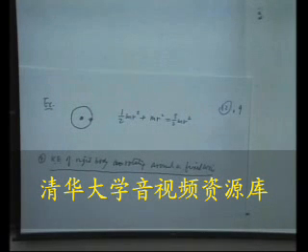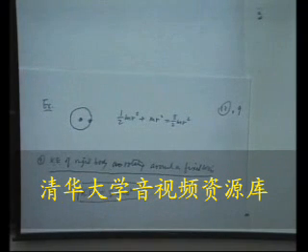Now we talk about the kinetic energy of a rigid body rotating around a fixed axis. This is trivial if you just calculate it, because every point has a velocity which is omega cross r. So you can easily prove that the kinetic energy is equal to 1/2 of I omega squared. The details you can fill in.